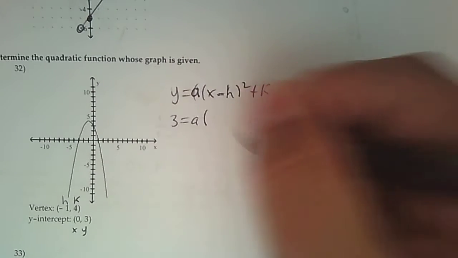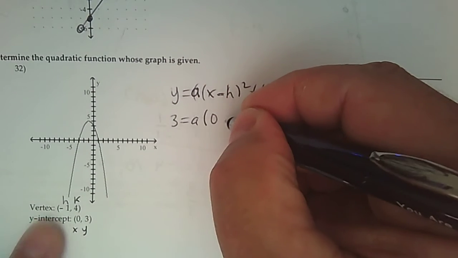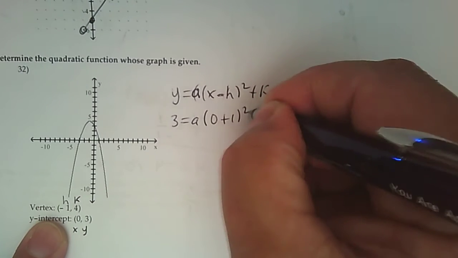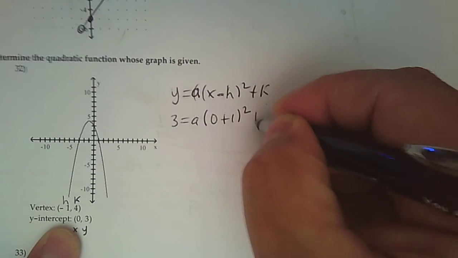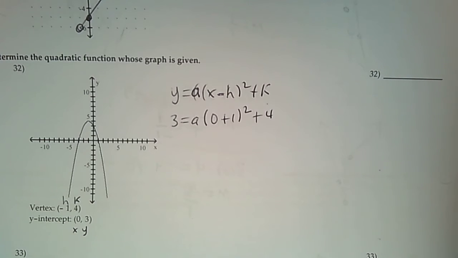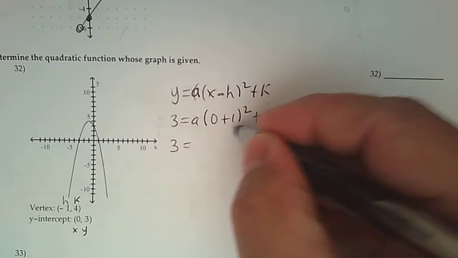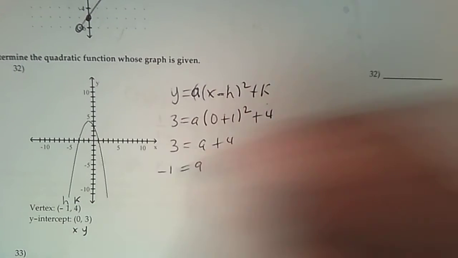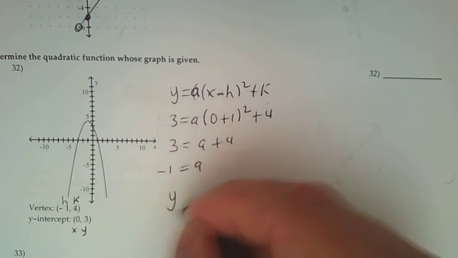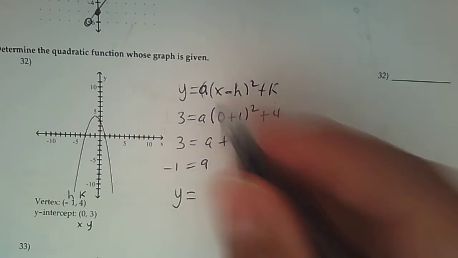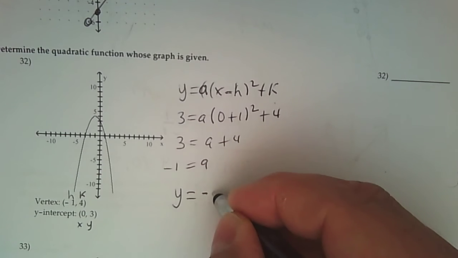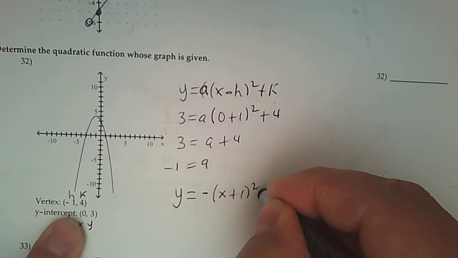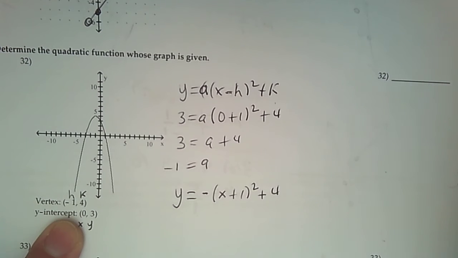I'm solving for a here. X is 0. H is -1, but there's a negative there already, so I have to change it to +1. And then k is 4. And I'm just going to solve for a. So to solve for a, 1 squared is 1, so this is 1a. Subtract 4, and a is equal to -1. So my equation then is negative x plus 1 squared plus 4. And I got it.